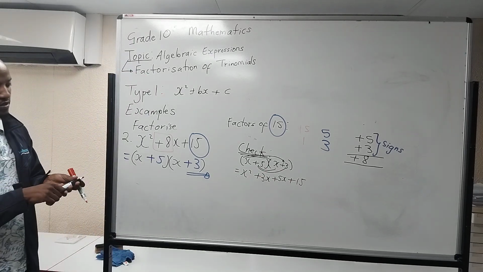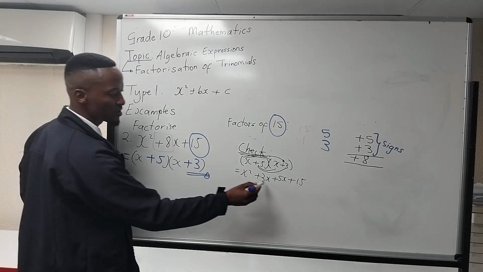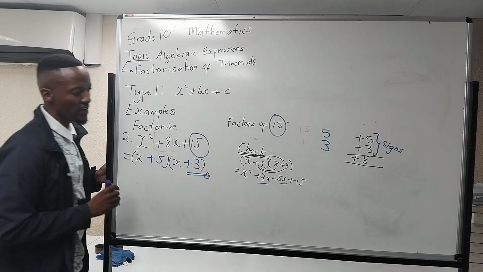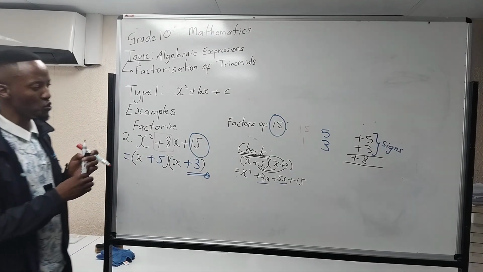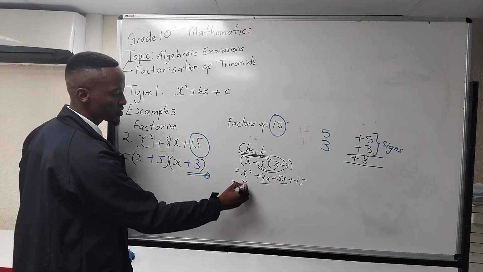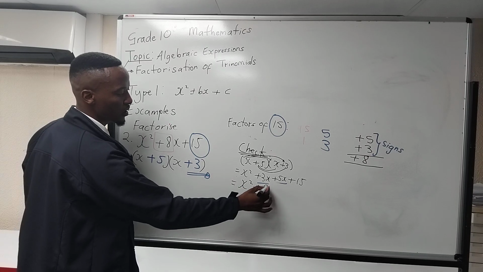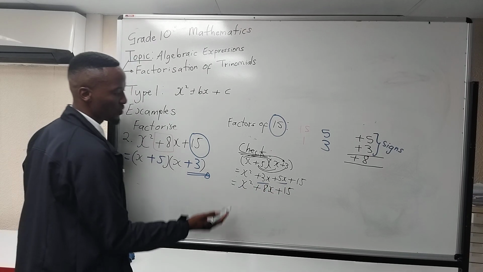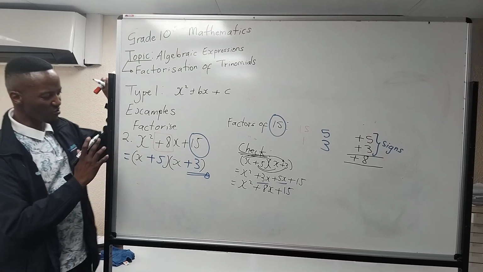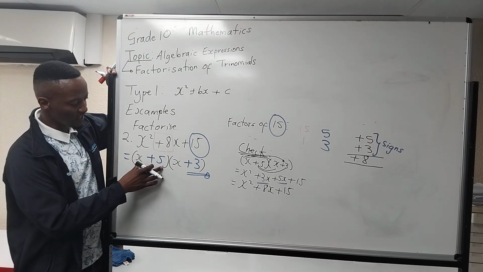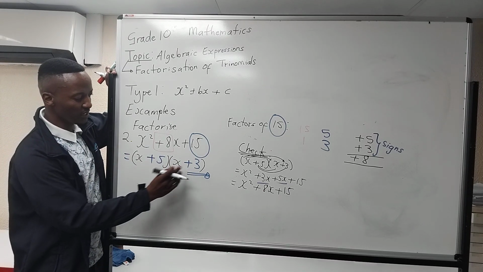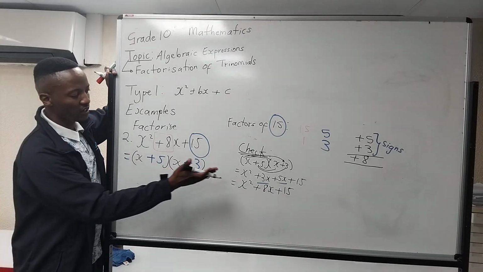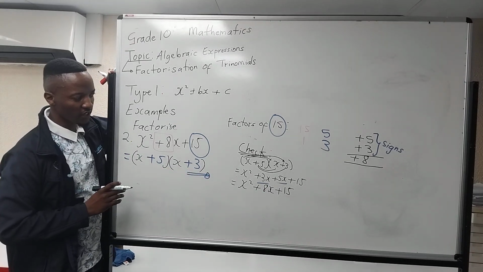There are like terms, and our like terms is positive 3x and 5x. Now we add the 2. We have x squared plus 8x plus 15. We are getting our original trinomial when we multiply x plus 5 and x plus 3. That simply means that your factorization is correct.